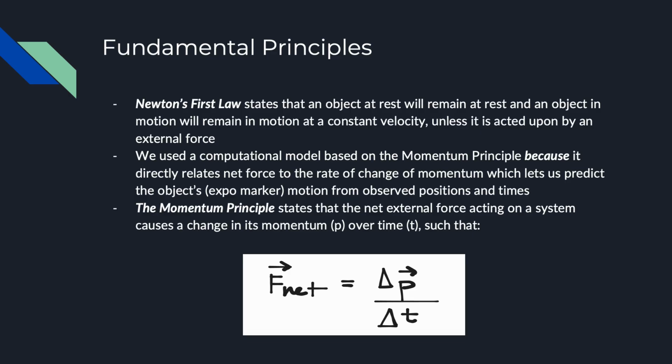A computational model based on the momentum principle was used because it directly relates net force to the rate of change of momentum, which lets us predict the object's, in my case the Expo marker's, motion from observed positions and times. The momentum principle states that the net external force acting on a system causes a change in its momentum over time such that the net force is equal to delta P over delta t.